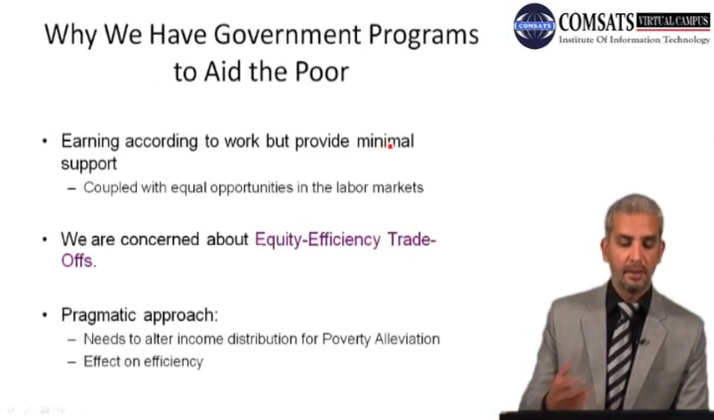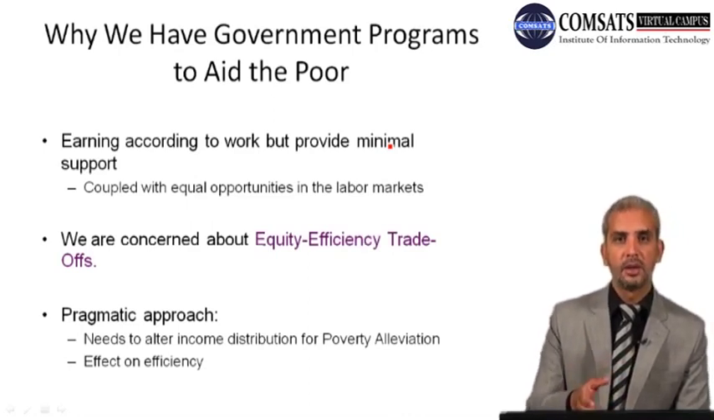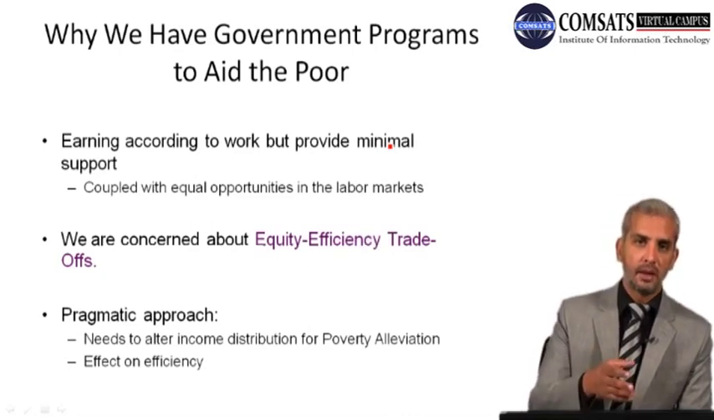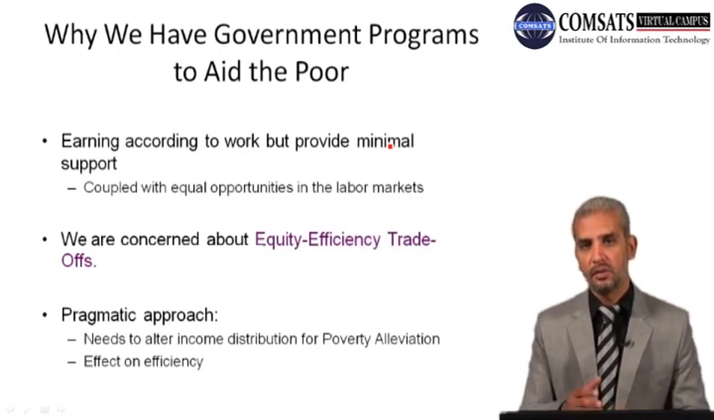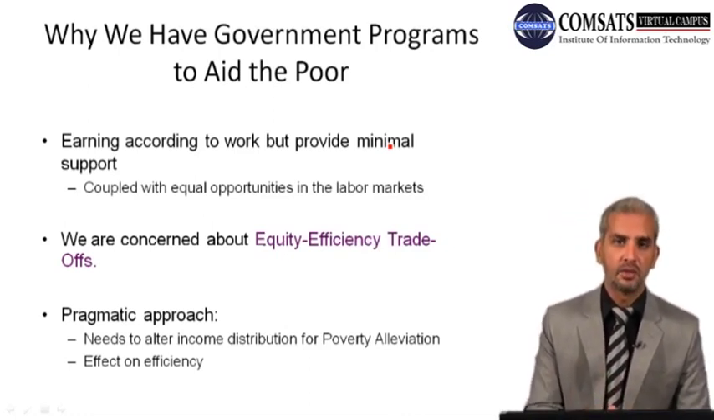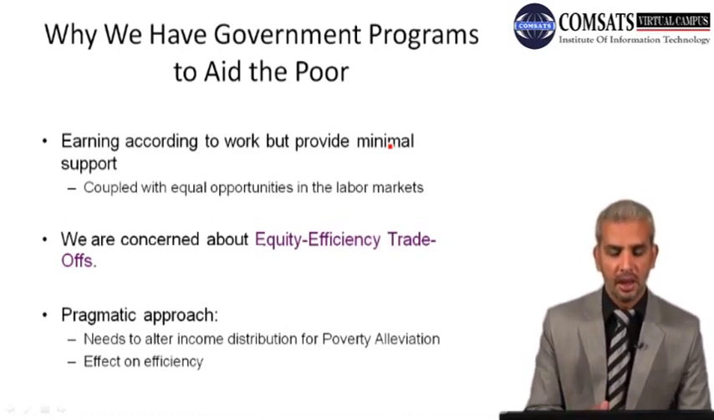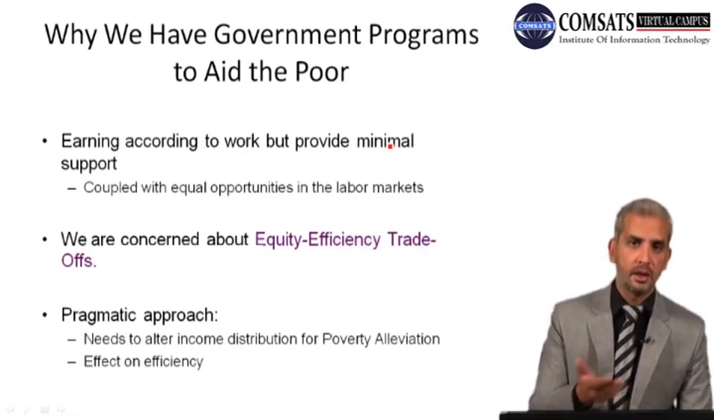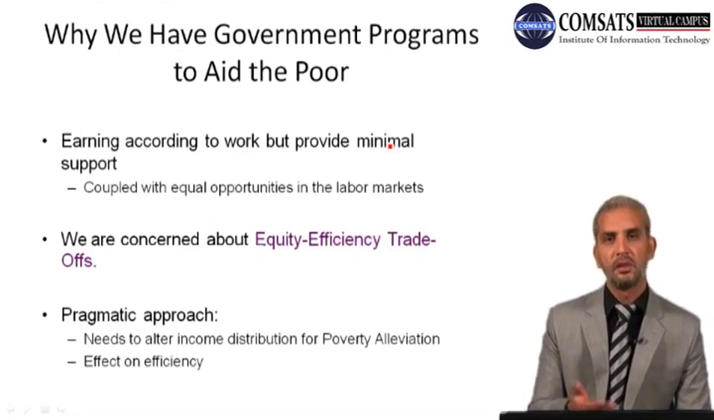So the pragmatic approach would be looking at such income transfers, in which we try to alter the income distribution in an economy to eradicate poverty, and examining the effects on efficiency. If such income transfers are reducing efficiency, then we might question them. And if such income transfers are not reducing efficiency, then we would consider changing the income distribution. So again, the whole trade-off is between equity and efficiency.